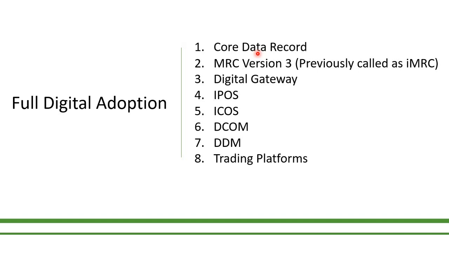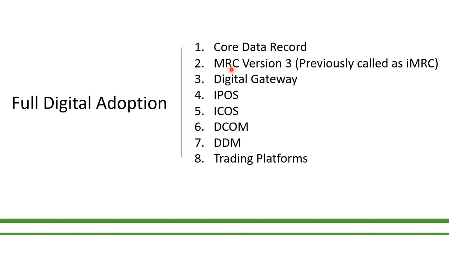The second one is MRC or Market Reform Contract version 3, which, as I said earlier, was called the IMRC in previous versions. In simple words, you can say the MRC is a policy or risk document having policy and risk information in a very structured format. Under the FAL initiative, the plan is to refine the IMRC or MRC so that it can become a fully machine readable format, so that the data can be extracted automatically as per the CDR standards.